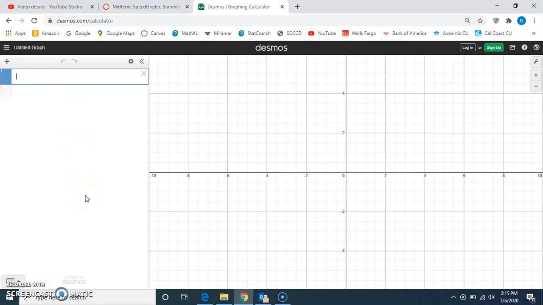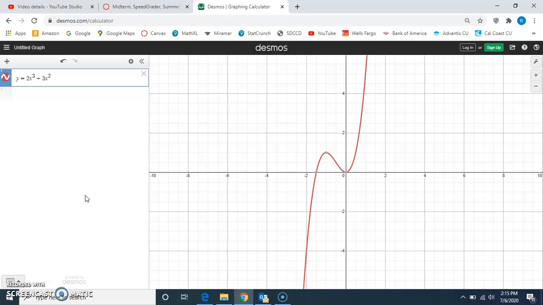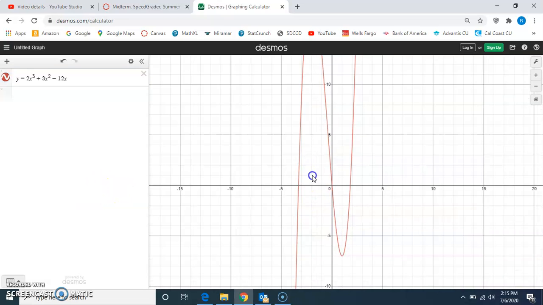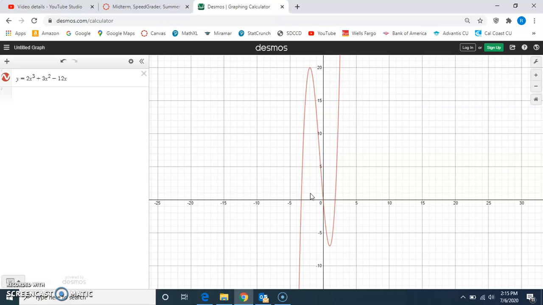Let's look at each of our examples here from 4.3. So we begin with y equals 2x to the third plus 3x squared minus 12x. And so we've got this nice cubic shape, right? And we realized that it's increasing from negative infinity to negative 2. And yep, there's negative 2. It was then decreasing from negative 2 to 1. And then it was increasing after that. And yep, that's exactly what we see.